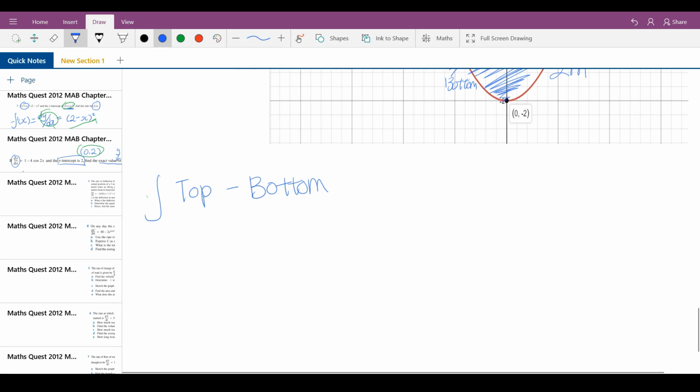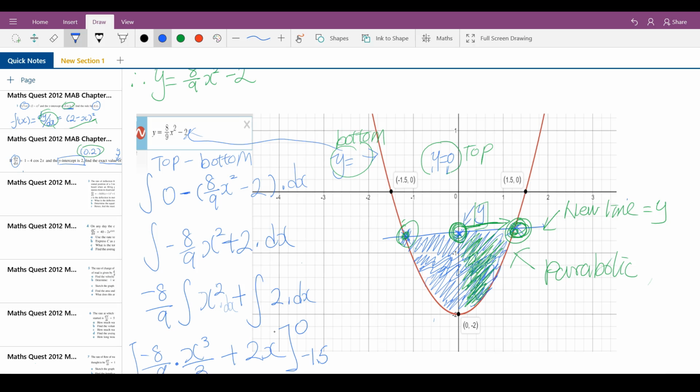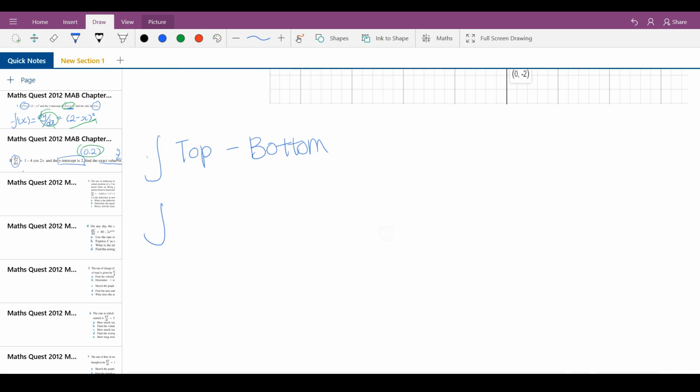Now the bottom function is easy. The bottom function is the function that we've been given. We found out previously, which is this. This is the bottom function, right, 8 over 9 x squared minus 2. So just write it down somewhere. So this minus 8 over 9 x squared minus 2. So this is the bottom one.